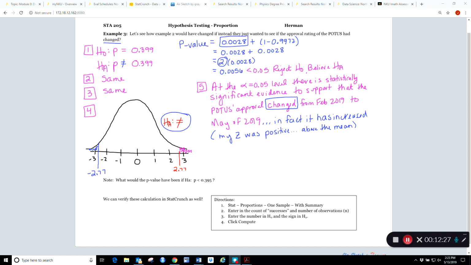So just to see if we understand how p-values come about, what would my p-value have been if simply my HA was p is less than 0.399? That should say, so 0.399. What would that look like instead?